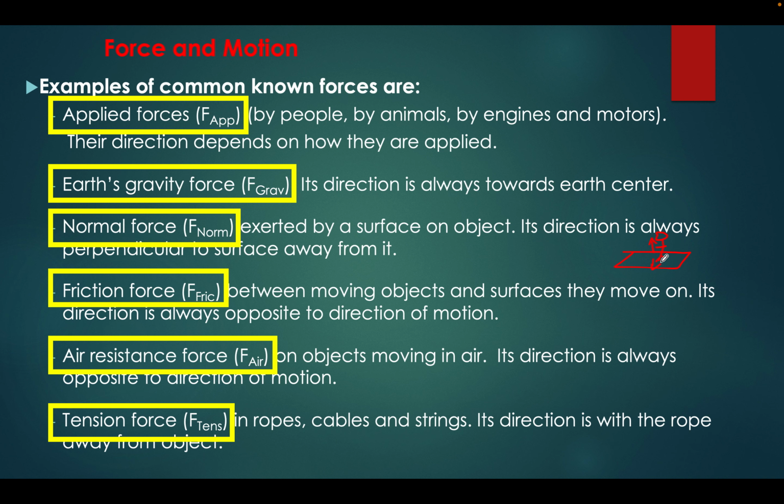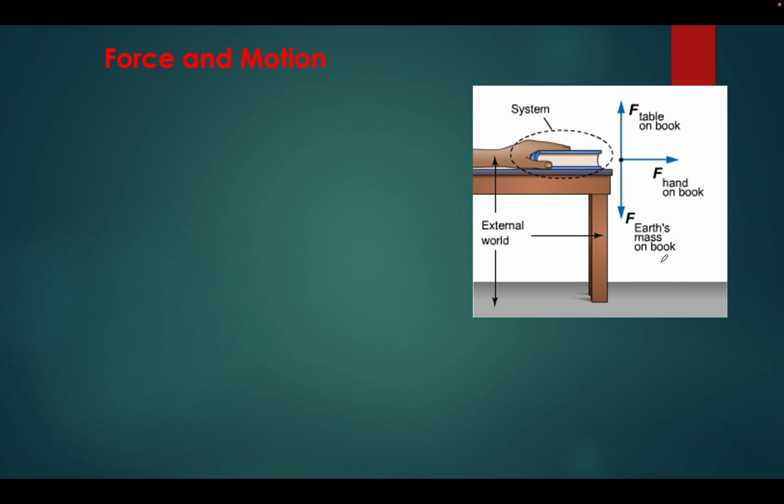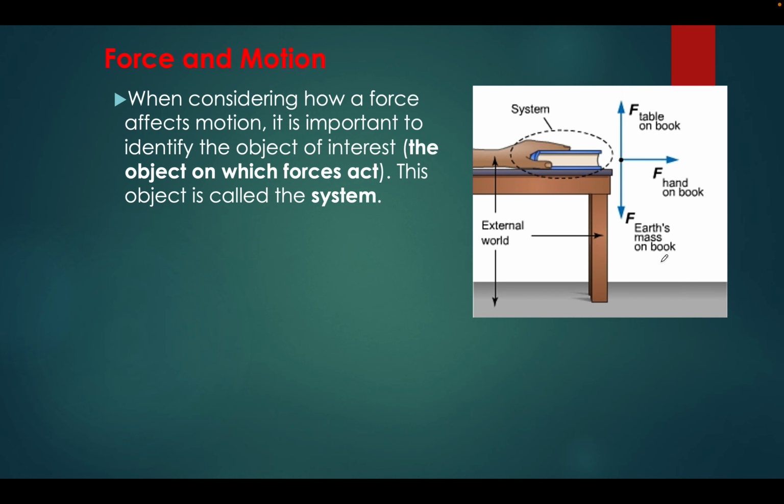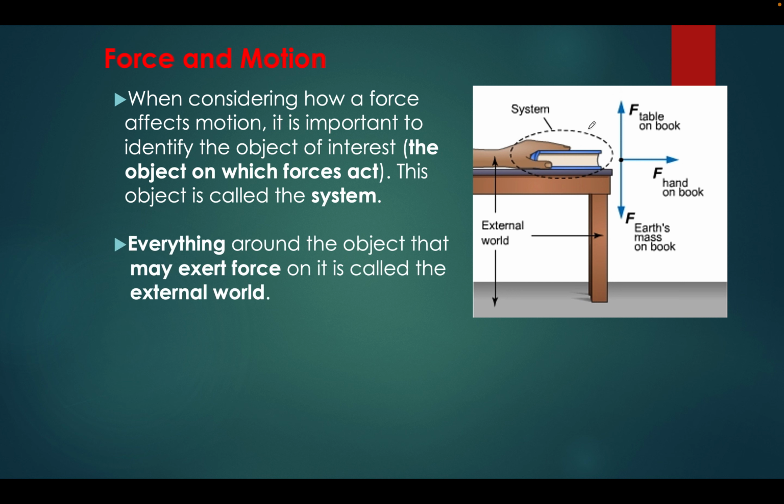Here are the key words that you should know for the rest of the lesson. When you have a force, we have a whole system of the idea of what's going on. We have a book, I am pushing the book. We have the normal force because of the table, we have gravity pulling down, and we have the hand. So this is called a system. Everything around it is the external world, like the table, the floor, the hand. That's all the external world.